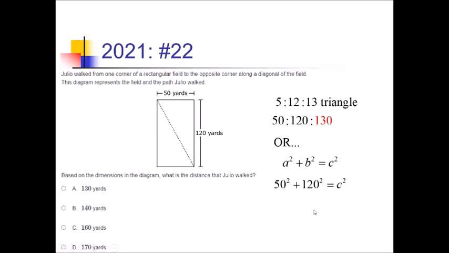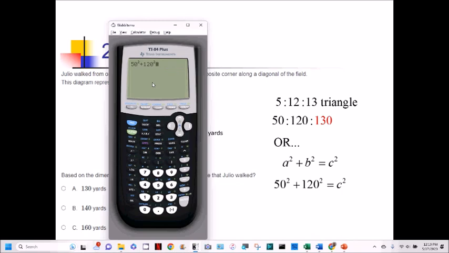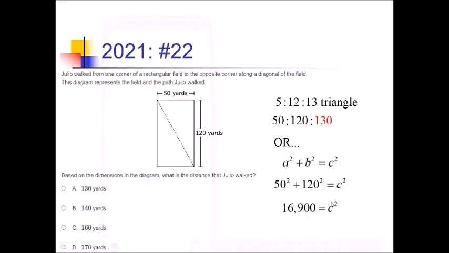Now, what is 50 squared plus 120 squared? Let me check my calculator. So here I am in my grapher, but you don't need a graphing calculator to do this. 50 squared plus 120 squared is 16,900. So that's my c squared value.